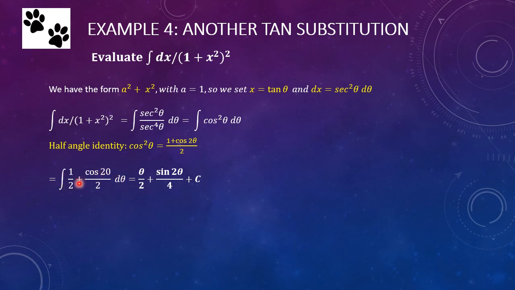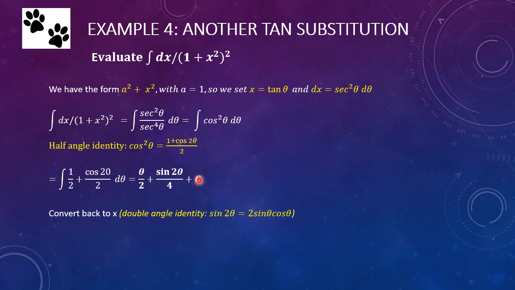So the integral of 1/2 is simply 1/2 times theta. The integral of 1/2 cosine 2 theta is simply sine of 2 theta over 4, plus the constant of integration, excuse me. Okay.